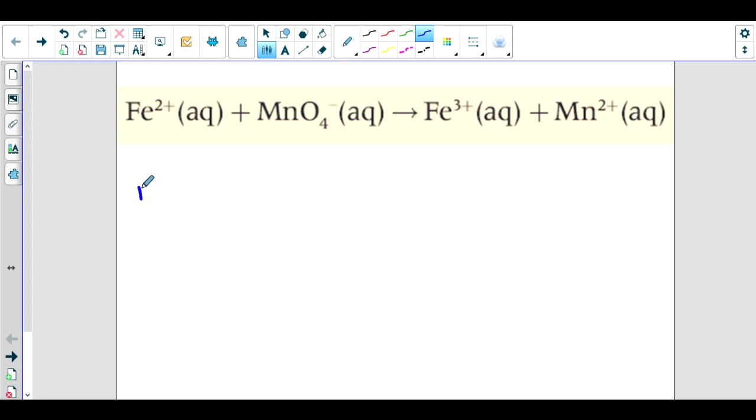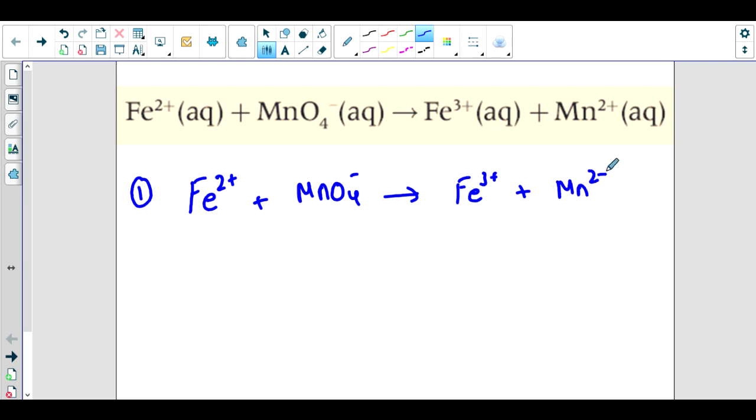What's the first step? First step is that you have the equation with you, which is Fe2+ plus MnO4- giving you Fe3+ plus Mn2+. You want to find the oxidation states. Try to find the oxidation states.